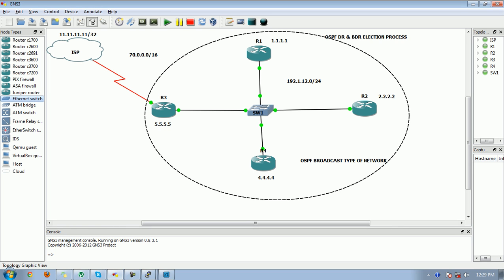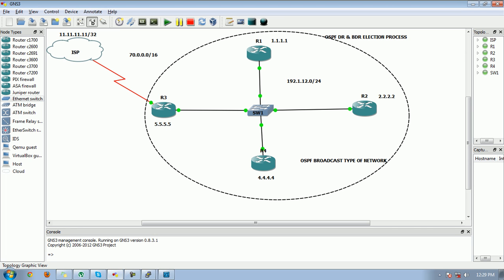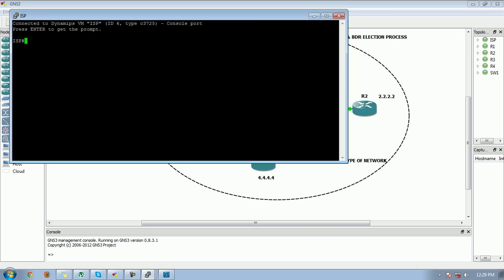So what I'll do first, I'll run OSPF here. Before that, I'll make a connectivity between your AS and your ISP. So I'll not run any routing protocol over here. I'll run just a default route and a static. Okay. So first I'll configure my ISP device.